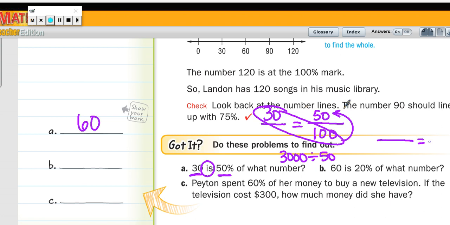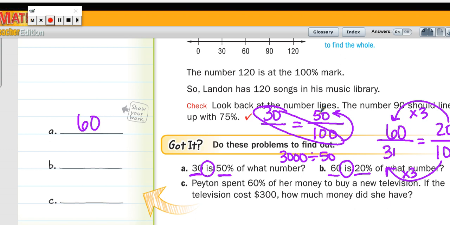Letter B, 60 is 20% of what number? So here's my percent proportion. 20% out of 100. 60 is the same as 20% is, tells me it's the part. This one I can actually solve by looking at the relationship. How do I get from 20 to 60? I multiply by 3. So to get from 100 over here, I'd multiply by 3, which gives me 300. So letter B should be 300. 60 is 20% of 300.